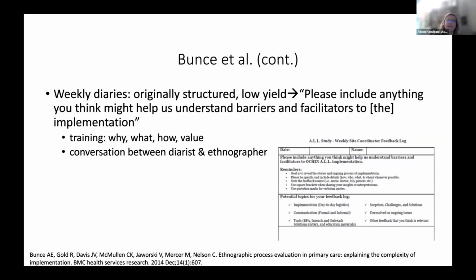And they emphasize considering this as really a conversation or a dialogue between the person completing the diary and the ethnographer, incorporating lots of different perspectives, observations. You see the potential topics for the log, like this idea, for example, of surprises and challenges that may come up in the field.